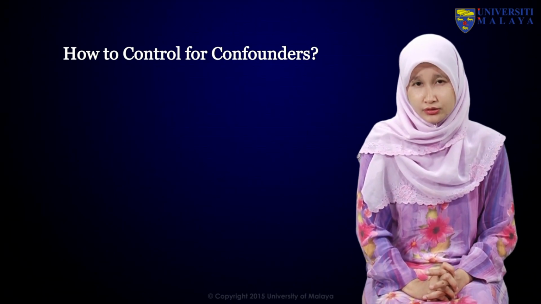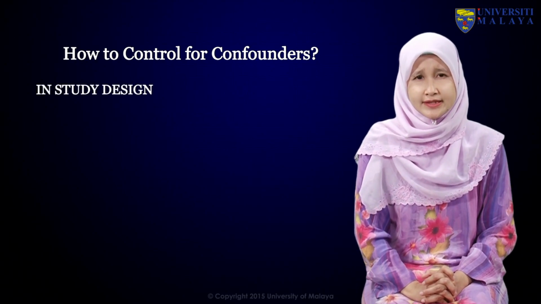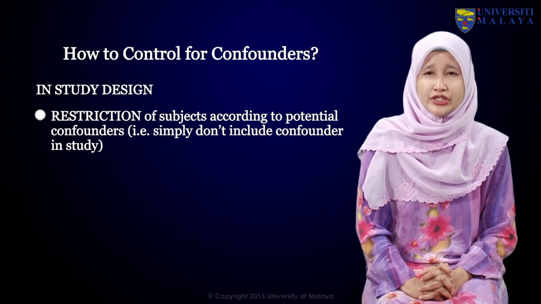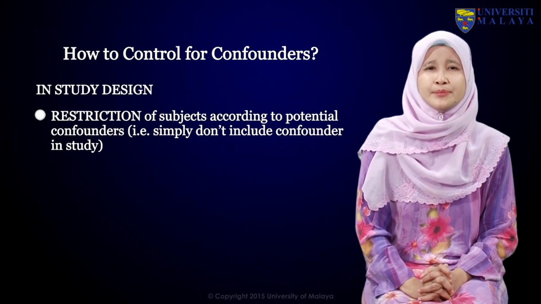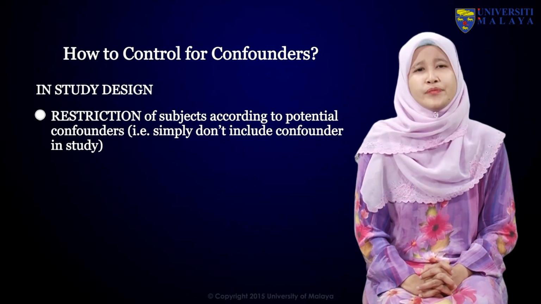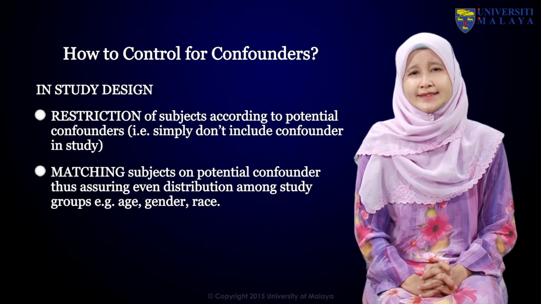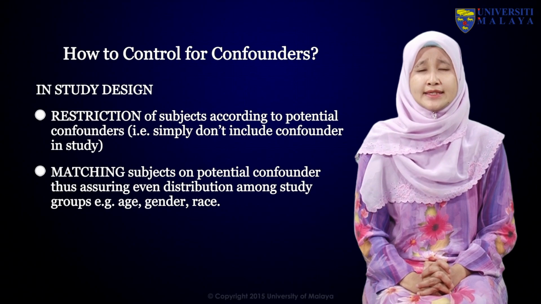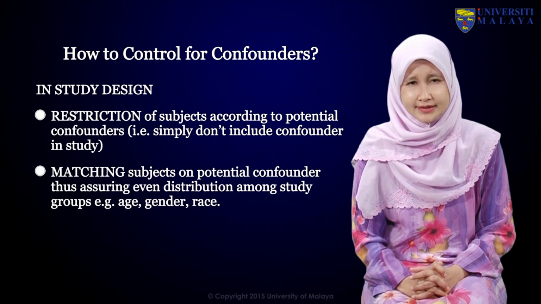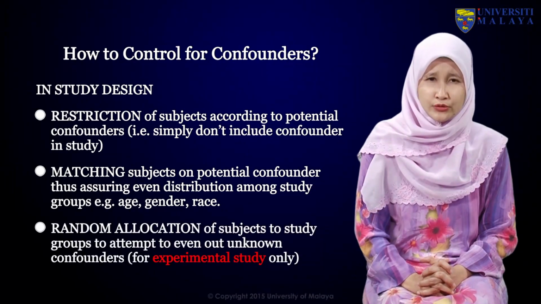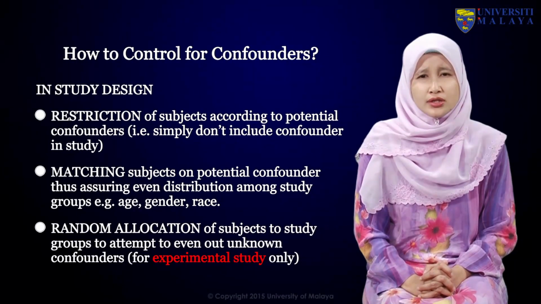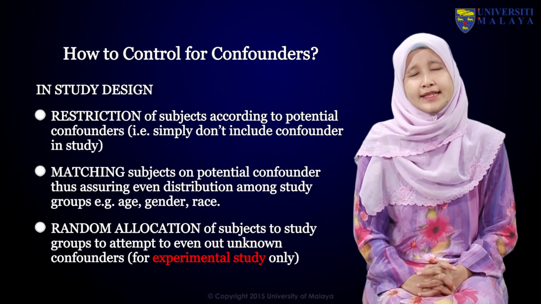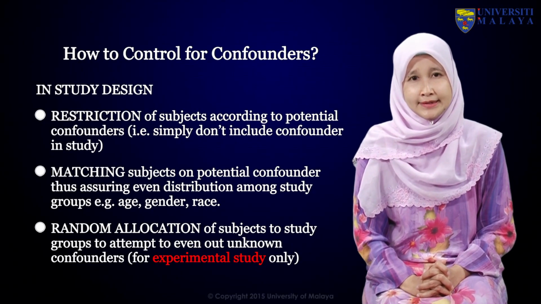There are two ways that we can control. First, in study design. In study design, we can use restriction, where we restrict subjects according to potential confounders, or we simply don't include confounders in the study. Number two, we can do matching, where we match subjects on potential confounders, thus assuring even distribution among study groups, for example age, gender and race. And number three, we can use random allocation. We can randomly allocate all subjects to a study group to attempt to even out unknown confounders. However, this can only be applied to experimental studies.